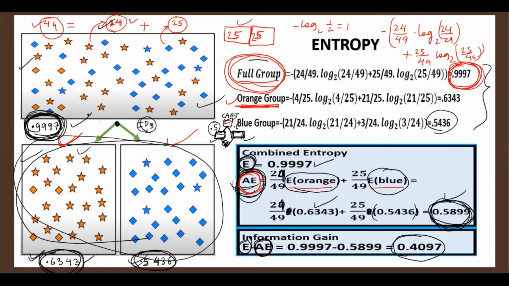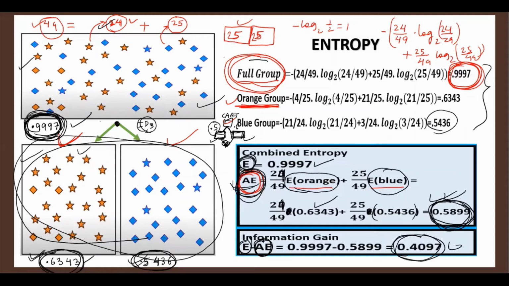So now you will be able to compare this and this, and you see that from 0.999 you came down to 0.5899. So this should decrease. And what is the gain here? You subtract. You have 0.4097 gain.